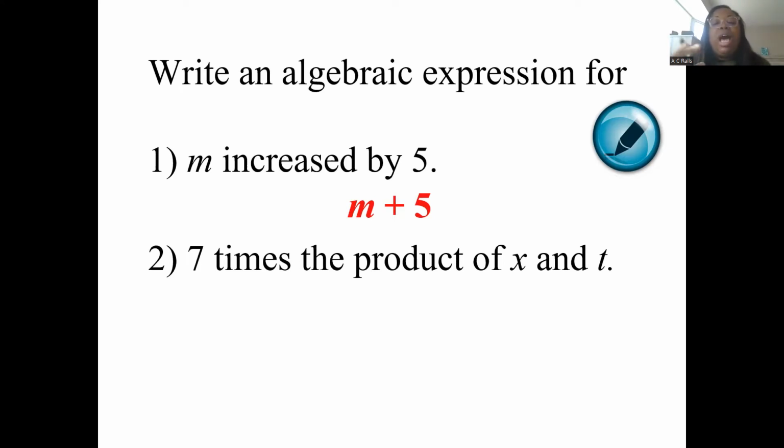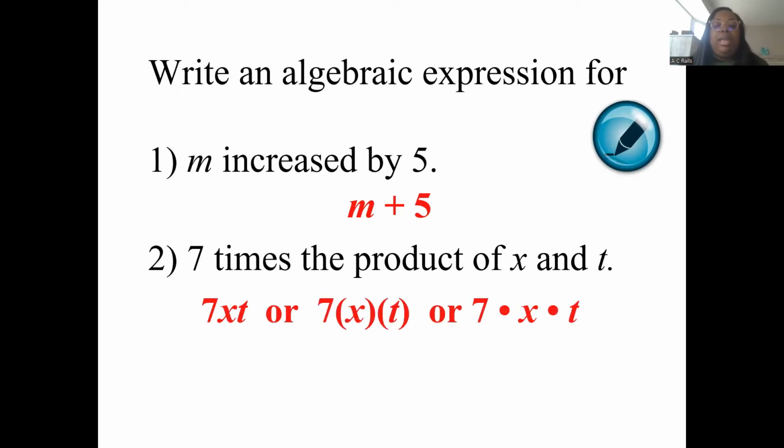This one says 7 times the product of x and t. What does product mean? It means to multiply. When you're multiplying, you could represent it with all of these, but the one that we are going to focus on the most is this one right here: 7xt. 7xt is in the proper algebraic form. Whenever there's a number in front of variables or next to variables, the operation is multiplication.